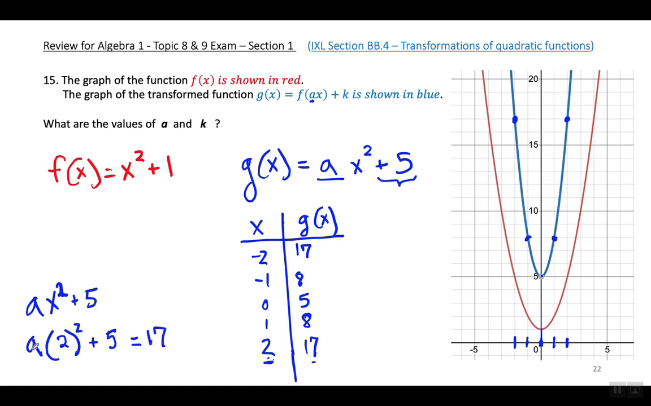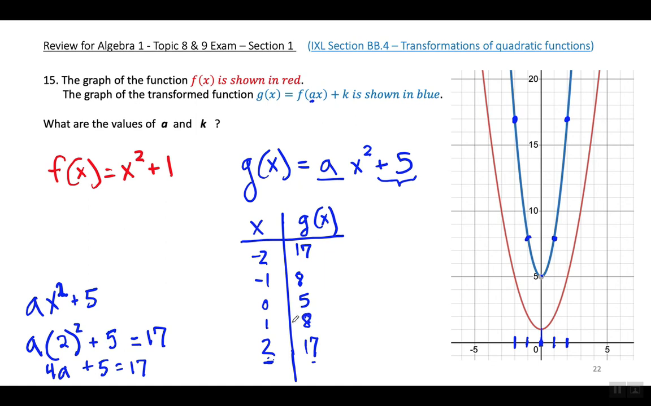So if you solve this equation for a by subtracting 5, I don't have much space, so I'm going to speak it out. Subtract 5, you'll get 12. By the way, let me work this out. 2 squared is 4, so this will be 4a. If I write it like this, it's easier to see. 4a plus 5 equals 17. So when you move 5 to the right and subtract it, and then divide by 4, you're going to get a equals 3.